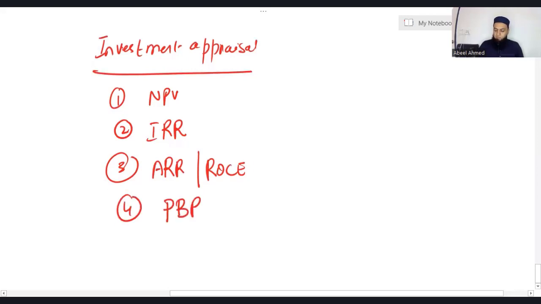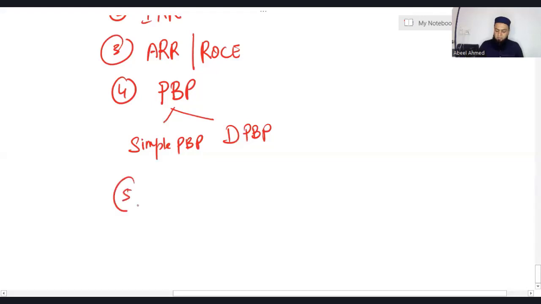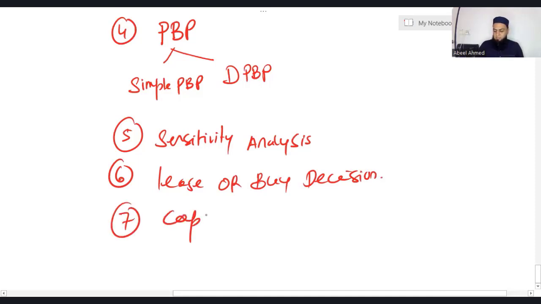Fourth is payback period. Basically, when it comes to payback period, we have two types: one is simple payback period, another is discounted payback period. So we have two types of payback period, simple and discounted. Fifth, we will be studying sensitivity analysis. Six, we have lease or buy decision. We also have capital rationing.